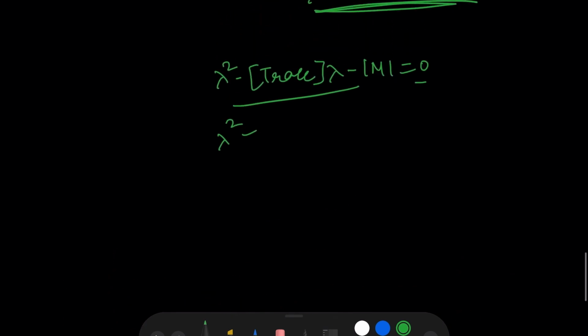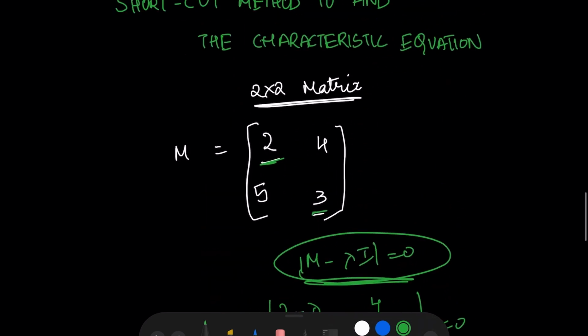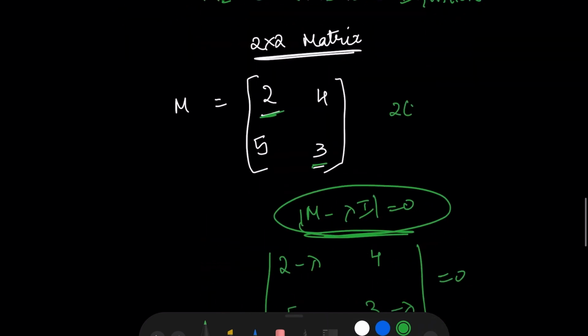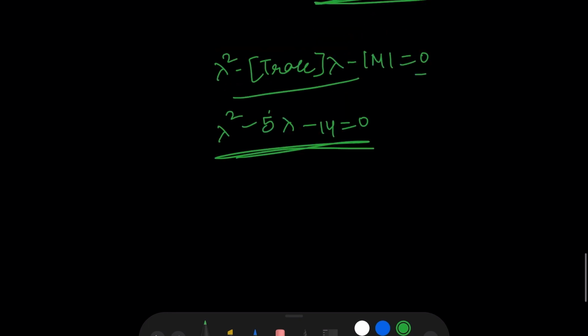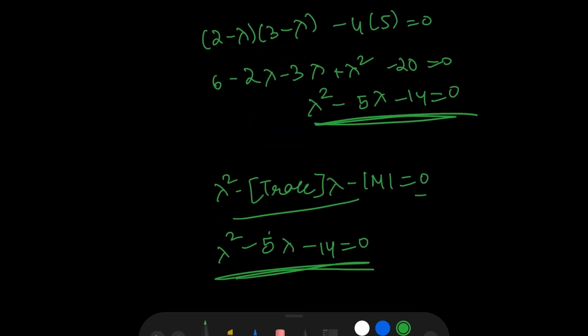So I'll write down 5 here, 5 into lambda minus the determinant. The determinant of this matrix will be equal to 2 into 3 minus 4 into 5, that is equal to 6 minus 20, that is equal to minus 14, right? So the determinant is equal to minus 14. Now we have made a characteristic equation. If you compare the characteristic equation formed using the general method and the one formed using the shortcut method, both are the same.